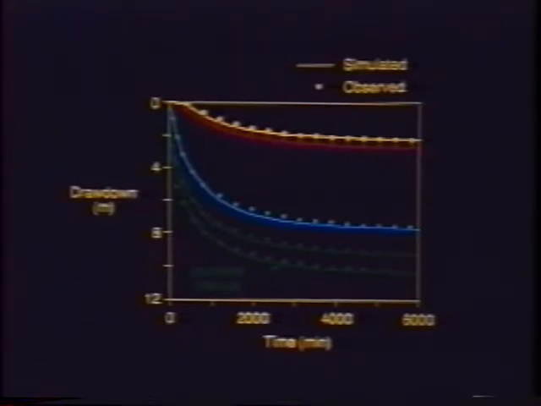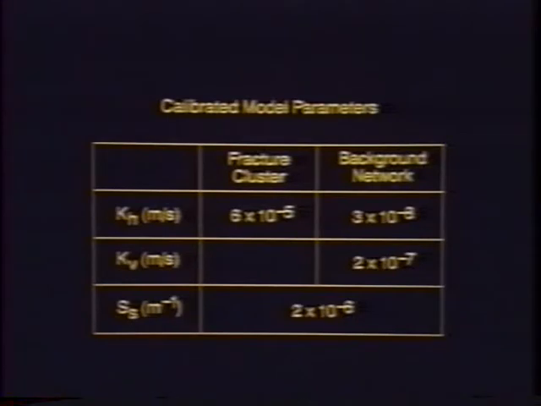And in order to match all the data simultaneously, we basically have to resort to a computer model, but not a very complicated one. In fact, a fairly simple one. When we calibrated this model, these are the results we get. For the cells that represent the fracture clusters, we get a hydraulic conductivity of about 6 times 10 to the minus 5 meters per second. Again, if you're not familiar with these types of units, this would be like a fine sand.